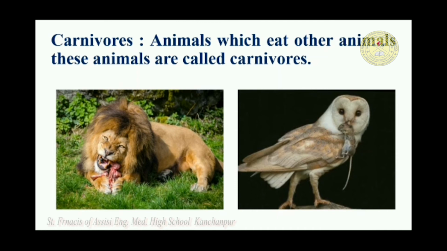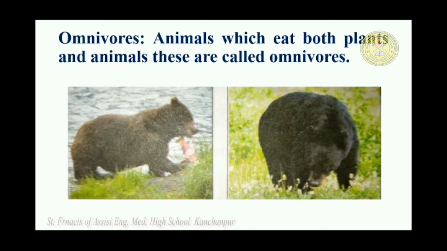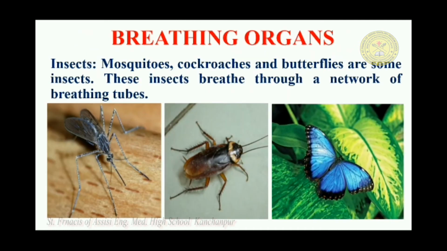Then next is omnivores. Omnivores are animals which eat both plants and animals. These are called omnivores. Human beings are also omnivores, and so are crow, bear, cockroach and dogs, because we eat both plants and animals. Now our next topic is breathing organs.